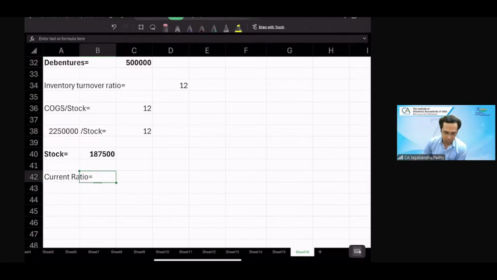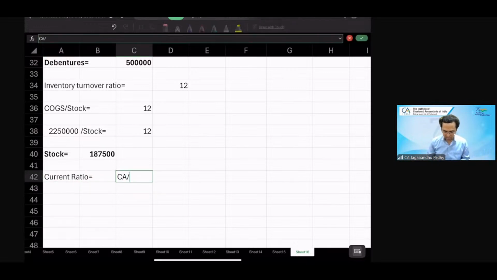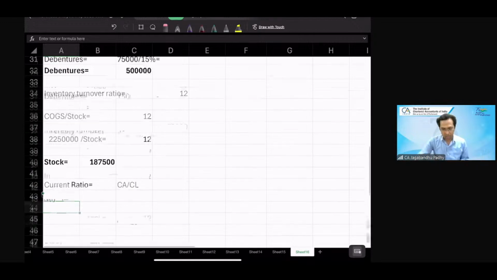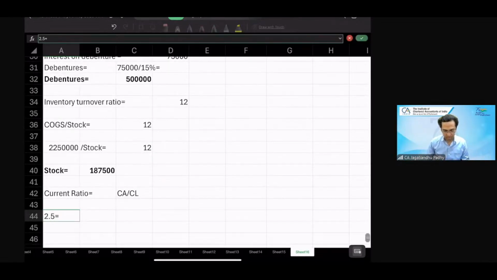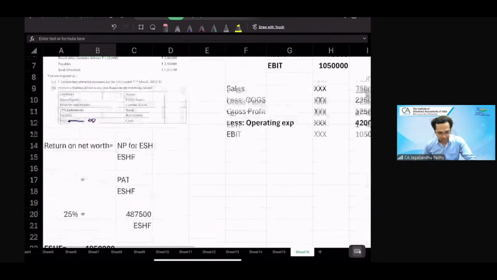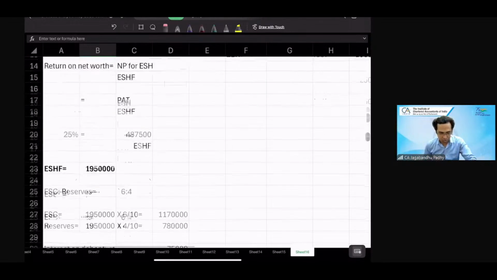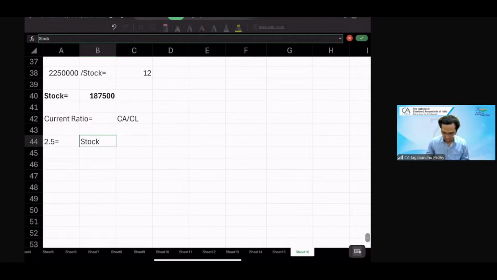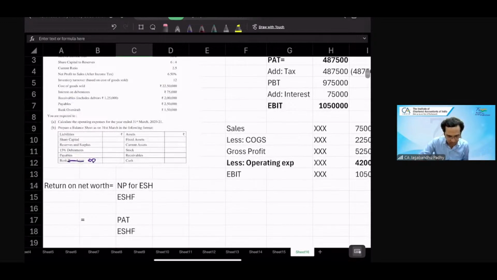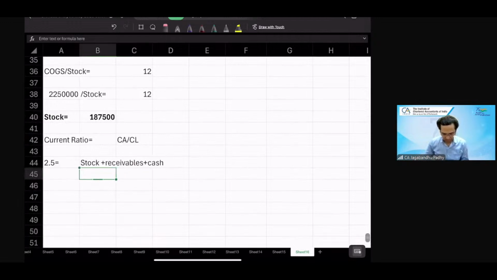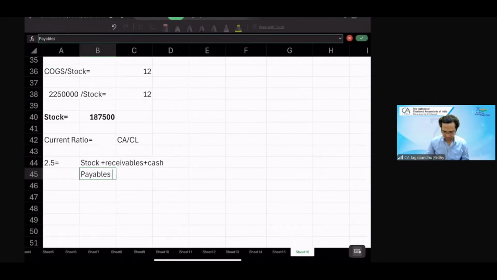So current ratio is current assets upon current liabilities. Current ratio is given as 2.5. So 2.5 will be equal to current assets. Current assets will comprise stock, receivables, and cash. Stock plus receivables plus cash, divided by current liabilities, which comprise payables and bank OD.